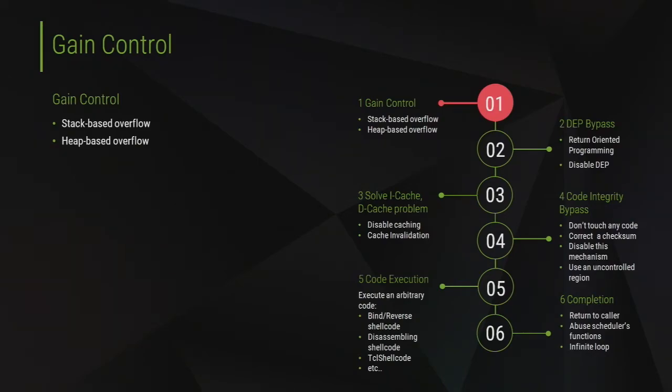Okay, gain control. The first step on the list is to gain control. If you have a stack buffer overflow, it's plain and easy: you just overwrite a return address. If you have a heap buffer overflow, you will be able to transform it into a write-four primitive, and you have a lot of function pointers to overwrite.